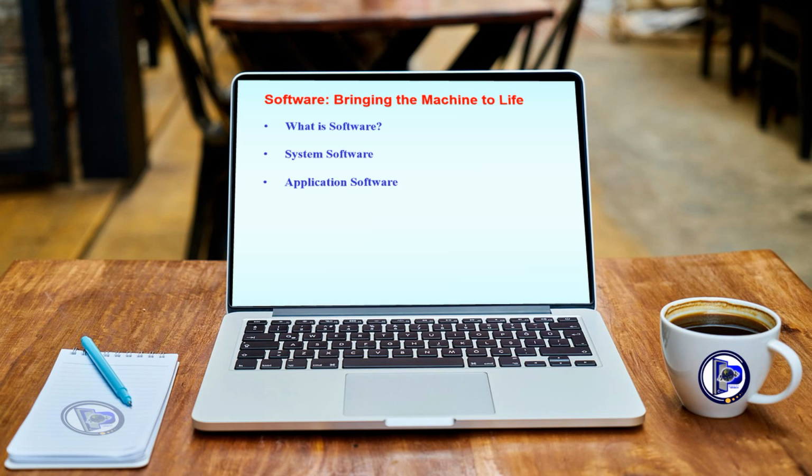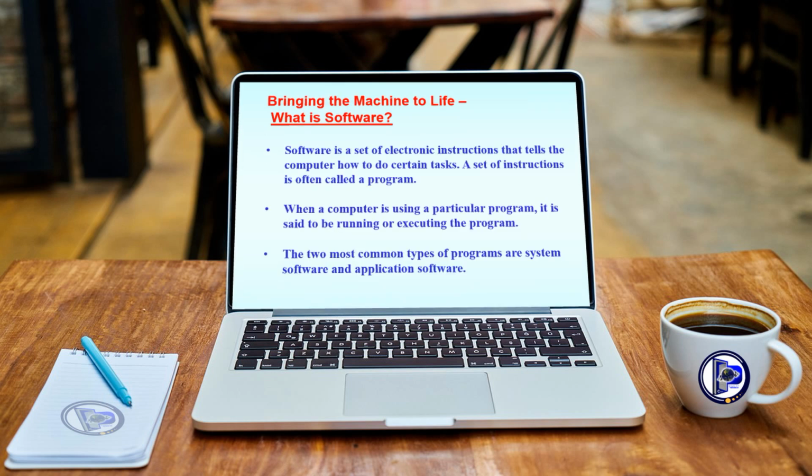Software, bringing the machine to life. What is software? System software, application software. Software is a set of electronic instructions that tells the computer how to do certain tasks. A set of instructions is often called a program. When a computer is using a particular program, it is said to be running or executing the program.